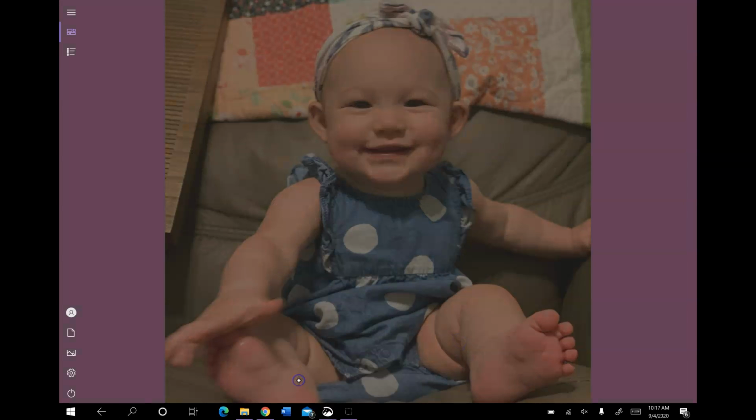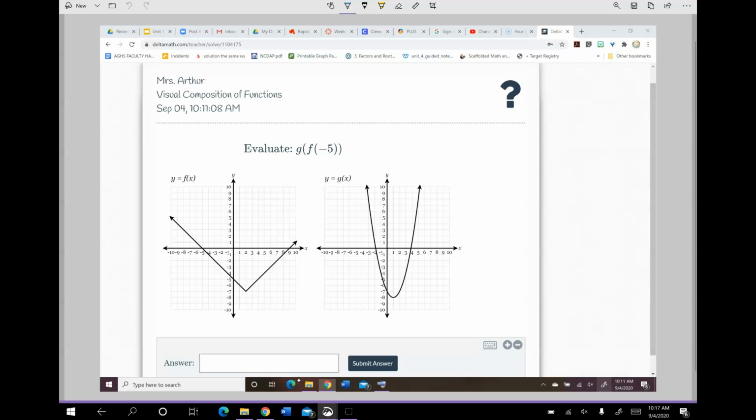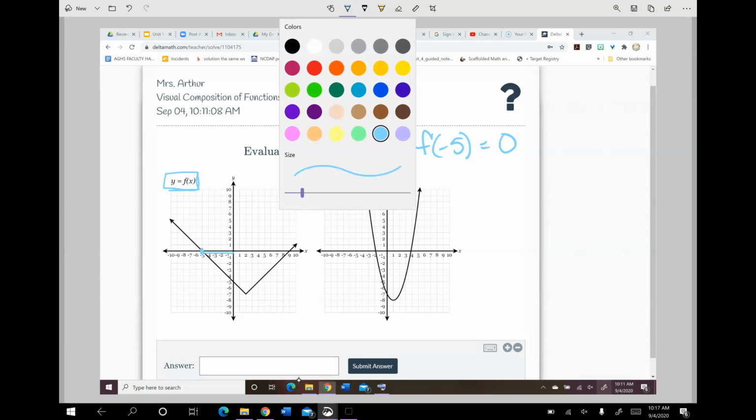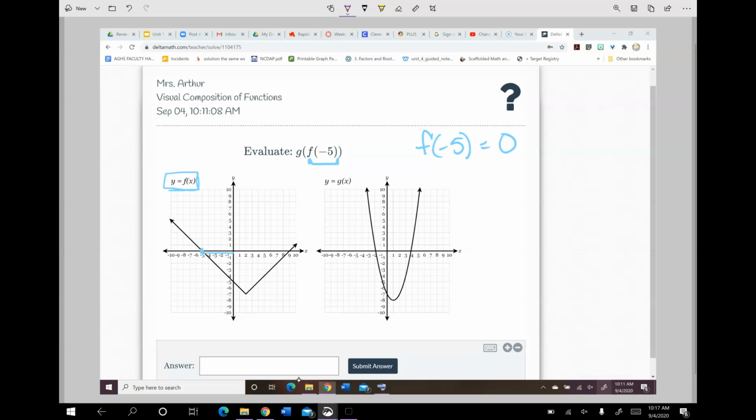Now let's look at the graphs. Okay? So the graphs, you still do the same thing. Work inside out. So I'm going to find f of negative 5 by looking at the graph. So go to the f function. And when x is negative 5 on the x function, where does it intersect the graph at? Right here, which is what y value? 0.